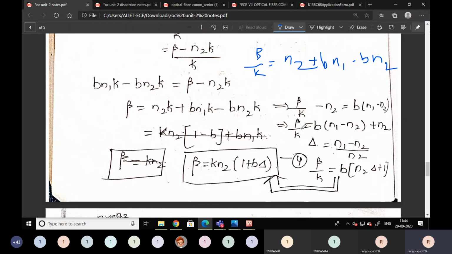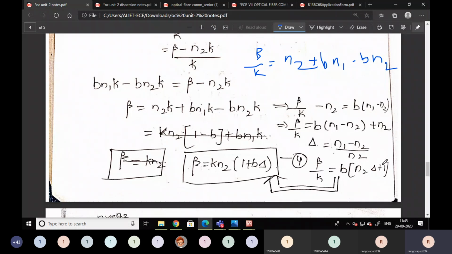Then from that, beta by k is equal to, again taking n2 to the right side, b into n1 minus n2 plus n2. We know that n1 minus n2 by n2 is equal to delta. So here I am dividing with n2. Otherwise, from this, n1 minus n2 is equal to delta n2. In place of n1 minus n2, I am substituting delta n2 from this equation.